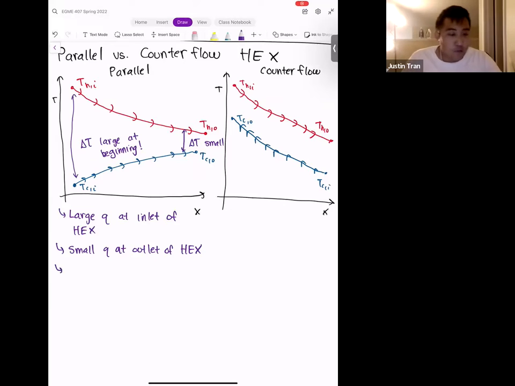And so if we say that the heat exchanger is most effective when it's transferring the most heat, what we can say for parallel flow heat exchangers is that they're most effective very much near the inlets.